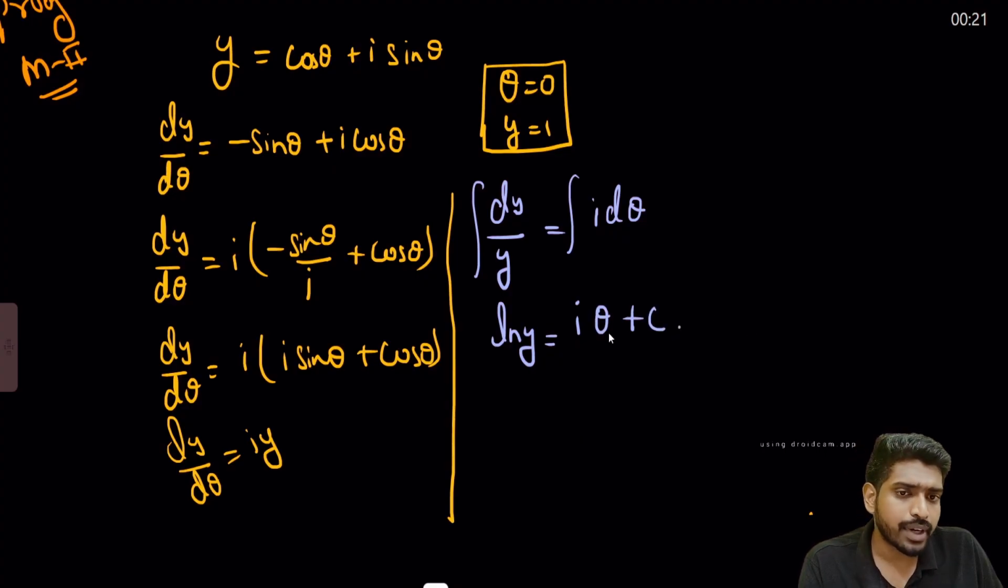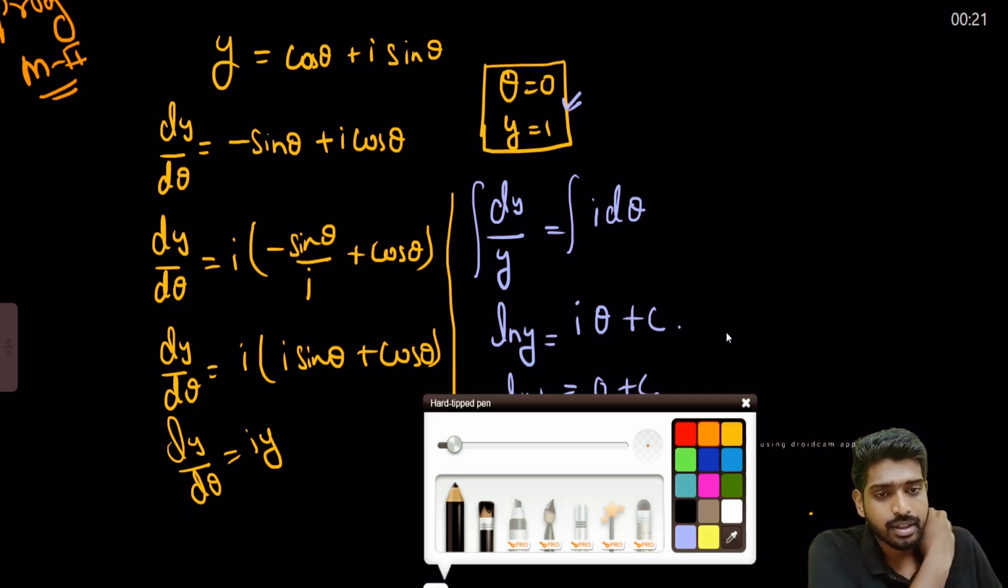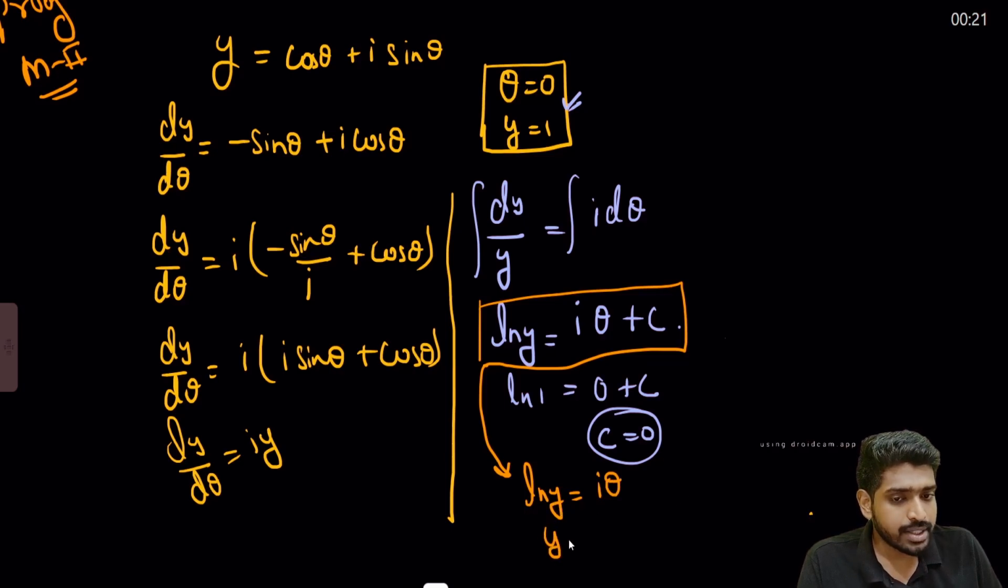Got it? Now, how to find this c value? We'll use this fact: when theta is 0, y is 1. Keep theta as 0, and this term I'll get 0. So y is 1, and ln 1 is also 0, so c is 0. Now keep back the value of c in the equation. So ln y is equal to iota theta, or from here y is equal to e to the power iota theta.